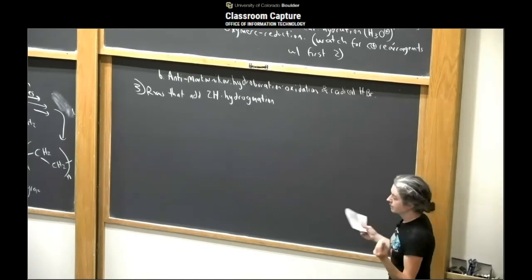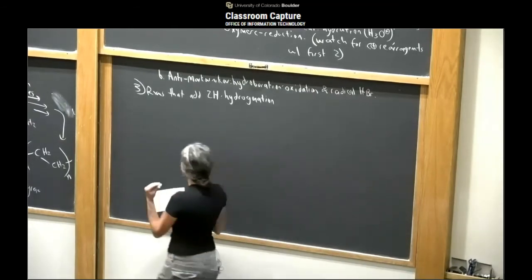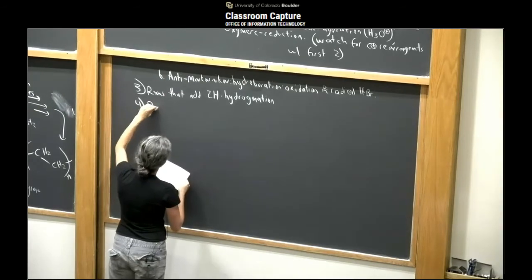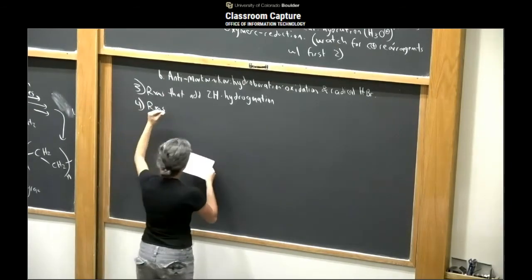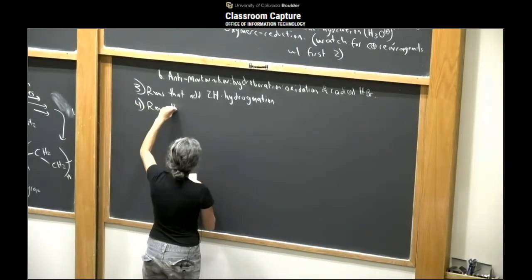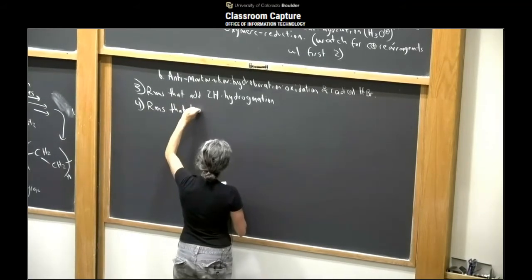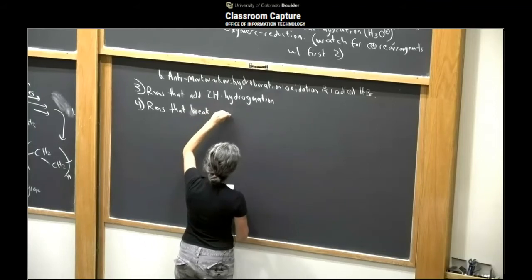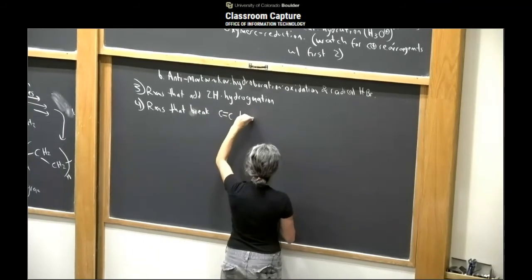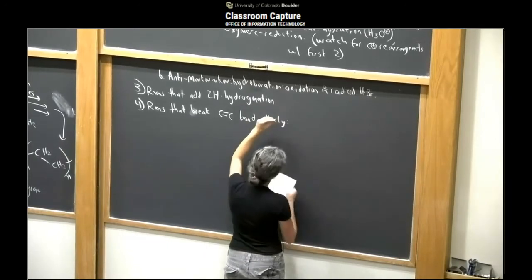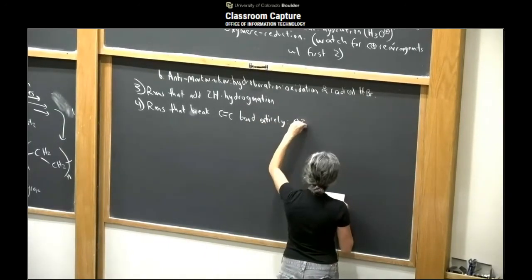Okay, and then finally, the kind of weird outcome that we saw, or the one odd reaction out for this chapter, is reactions that break the CC bond entirely. And that's ozonolysis.